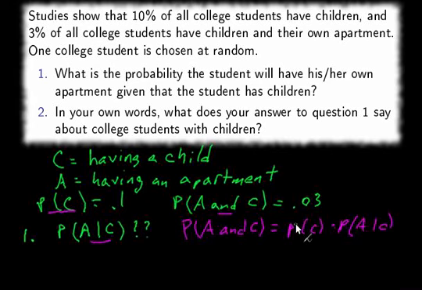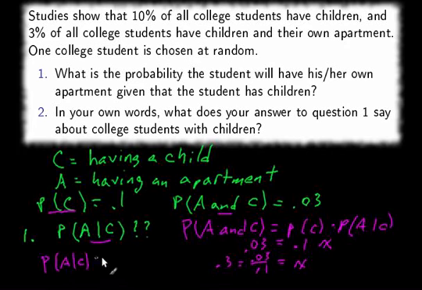So we can substitute the things that we know, these two, and solve for the one that we are interested in. So we have P of A and C, that's 0.03, P of C is 0.1, and P of A given C, I'll just call that X. Now dividing both sides by 0.1, we have X equals 0.03 divided by 0.1, which is 0.3. So our final answer, P of A given C, is 0.3.